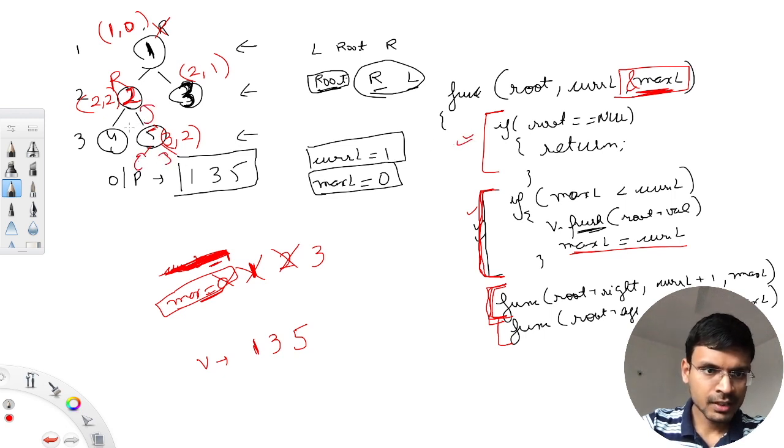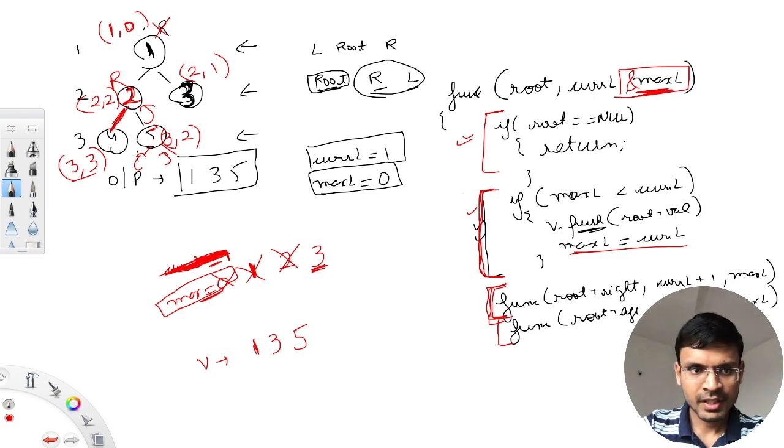Similarly 5 will return. Now coming back to the left child of 4, here the current level would be 3 and the max level would also have been updated to 3, right? 3 comma 3. So when we are at this node 4, this if condition doesn't hold true. We go to the left and right child of 4, they return null or return nothing.